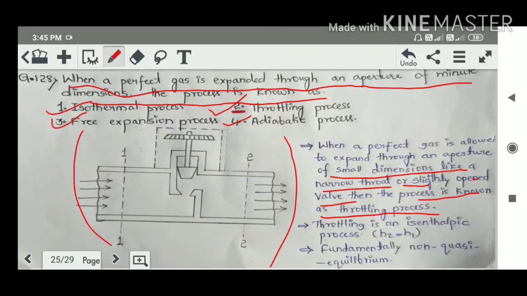Throttling is an isenthalpic process. Enthalpy at section 1 is equal to enthalpy at section 2, H1 is equal to H2. Okay friends, and fundamentally it is a non-quasi-equilibrium process. Non-quasi means non-reversible process. Okay, so the correct option for this question is option number 2, throttling process is the correct answer for this question.